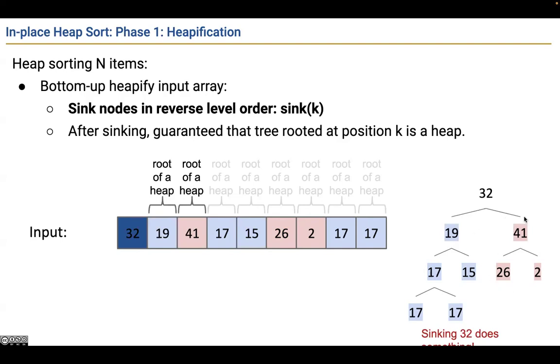And what about this right subtree? Is this also a max heap? Yes, because I sunk all of the items in reverse level order. So this red subtree is also a max heap. So if you trust me that the left subtree is a max heap and the right subtree is a max heap, well then, if I take this extra item up here and I sink it, I promise you that the result is a max heap.